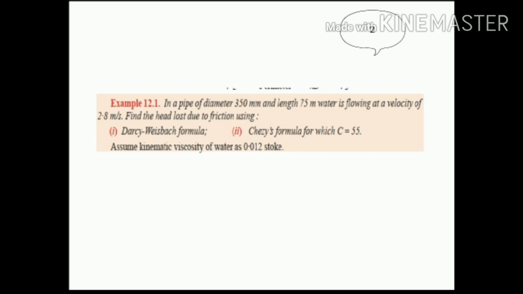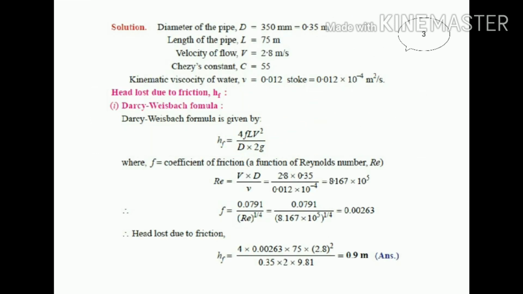Now just see a small numerical. This type of numerical is not asked in the exam. This is just to explain the concept of how to calculate the loss of head due to friction. In a pipe of diameter 350 mm and length 75 meter, water is flowing at a velocity of 2.8 meter per second. Find the head loss due to friction using Darcy-Weisbach formula and Chezy's formula. Assume kinematic viscosity of water as 0.0212 stoke. Now we don't have to go for Chezy's formula; we just have to calculate the loss of head due to friction by the Darcy-Weisbach formula.